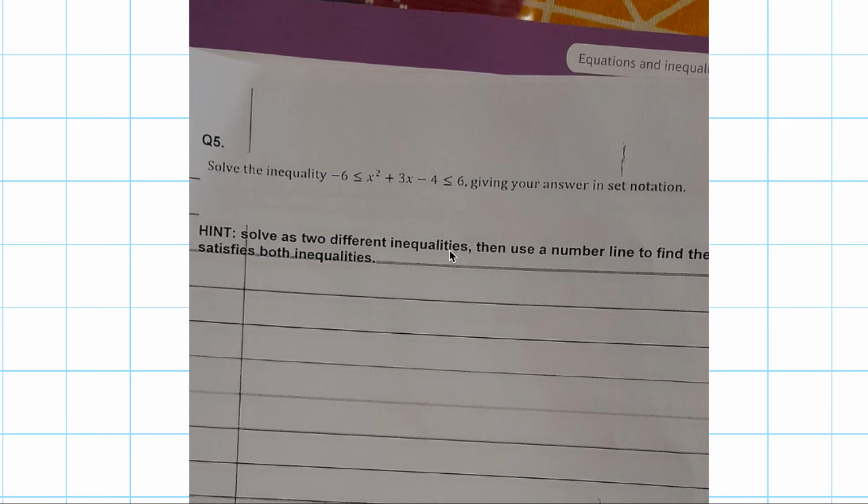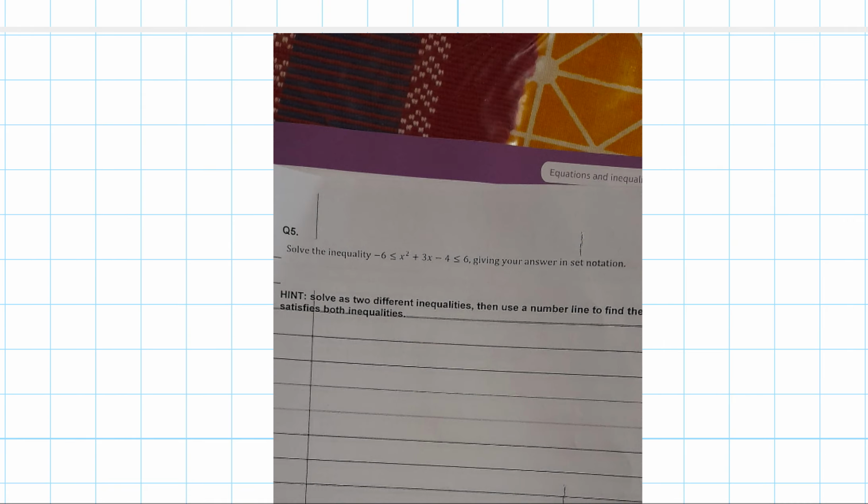Hello and welcome to this question that goes through inequalities. We need to solve the inequality: minus 6 is less than or equal to x squared plus 3x minus 4, which is less than 6. And then we're going to follow the hint: solve as two different inequalities and use a number line to find the values that satisfy both inequalities.